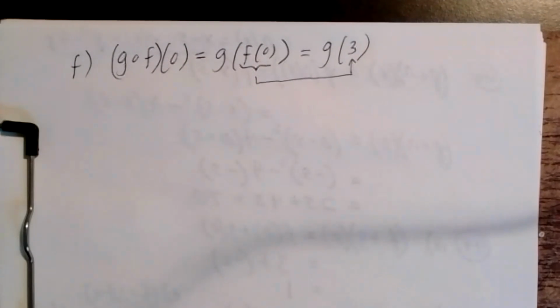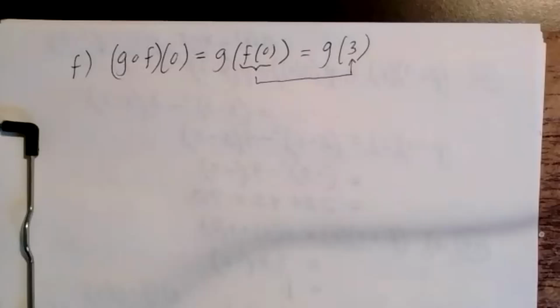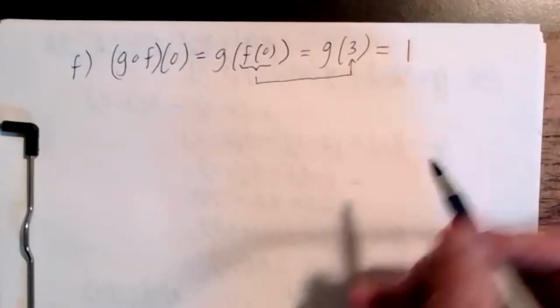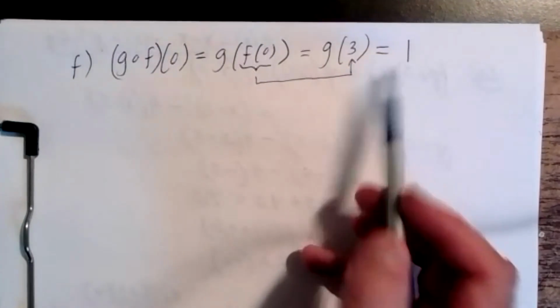So what's g of 3? G of 3 is going to be 1, right? G of 3 is 1. You put 3 in the function g and you get out 1. So, ladies and gentlemen, you got your answer. It should be 1. So g composed with f of 0 evaluates to 1.